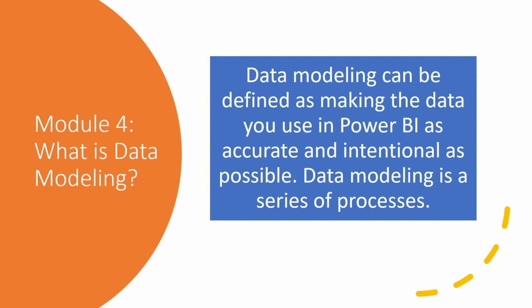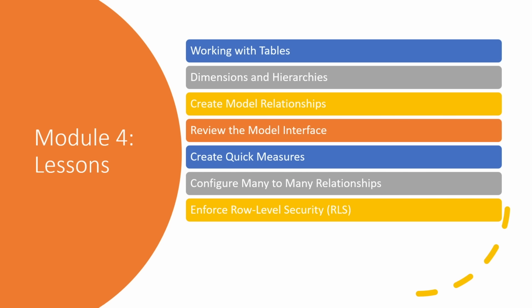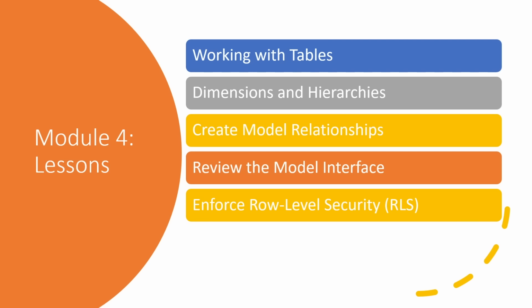So what is data modeling? It can be defined as making the data you use in Power BI as accurate and intentional as possible. It is a series of processes, as you'll see play out in this module. This module has several lessons. We'll begin with working with tables, move on to dimensions and hierarchies, continue with creating model relationships and reviewing the model interface, and end with enforcing row-level security, also known as RLS.